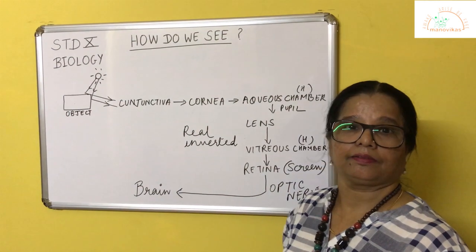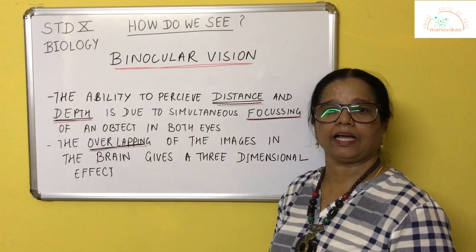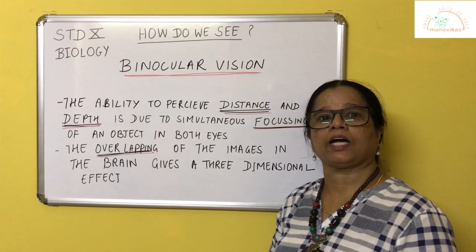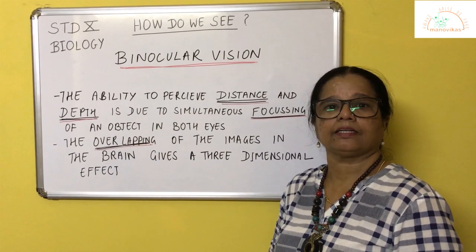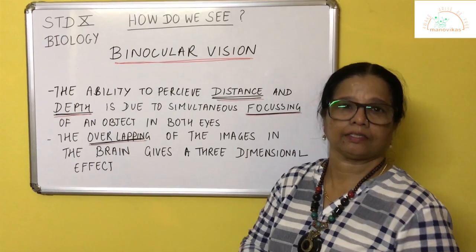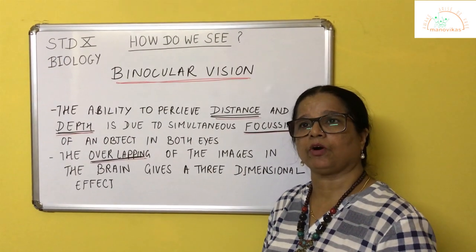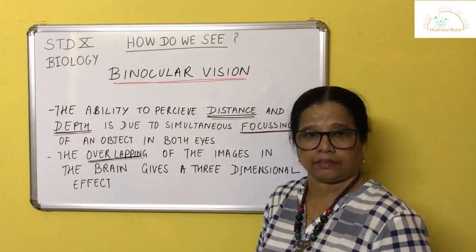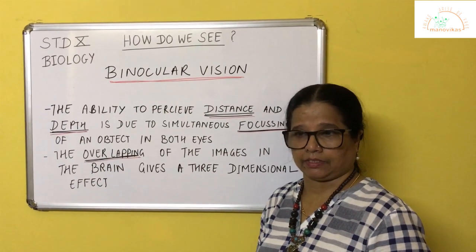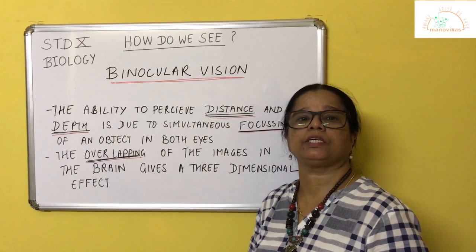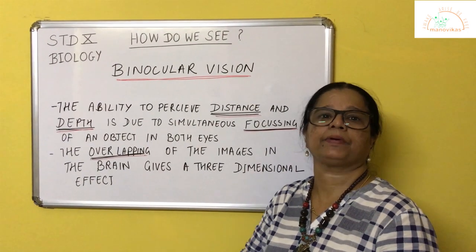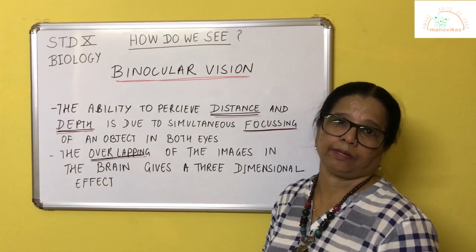In humans, the eyes are set in front of the face. We have two eyes, so each eye sees the object slightly differently from the other eye. So the orientation of the object, the image of the object in each eye, is slightly different from the other eye. Now what happens after this? Each eye forms its own image on its retina. The brain interprets these images as a single impression.